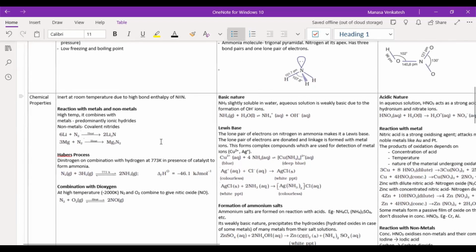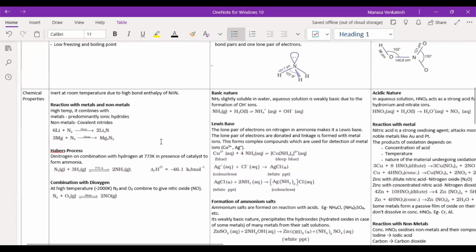Next is chemical properties. Let's start with dinitrogen. Dinitrogen is obviously very inert at room temperature. This is because of the high bond dissociation enthalpy of nitrogen. Now, when we react with metals at high temperatures, it combines with metals to form ionic nitrides. I'm sorry, this is supposed to be nitrides.